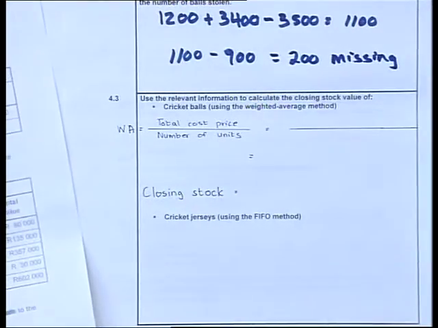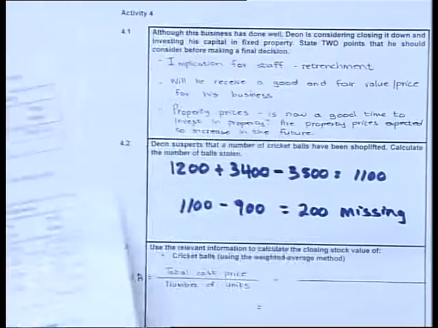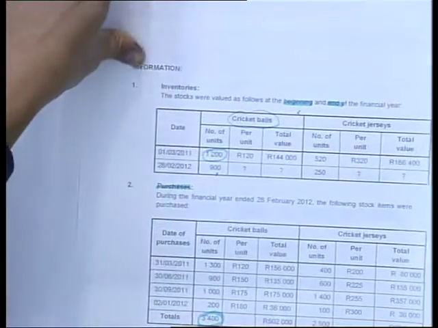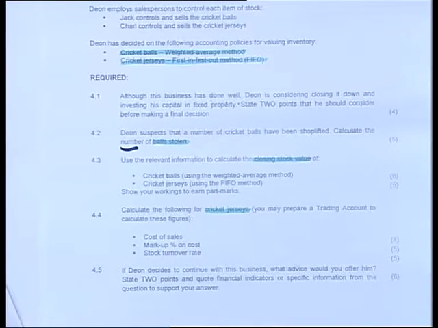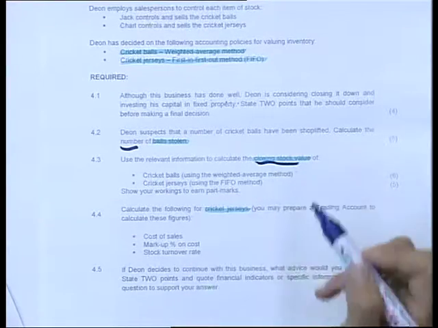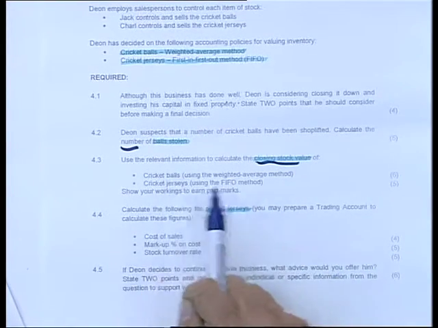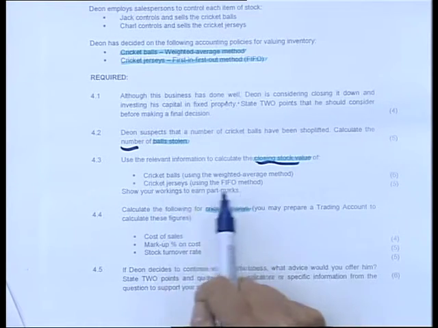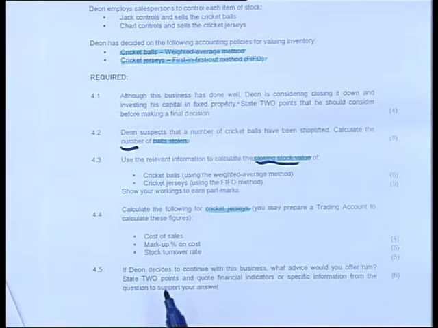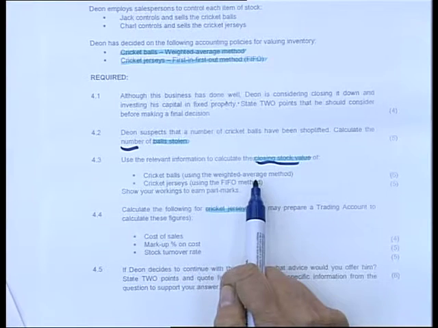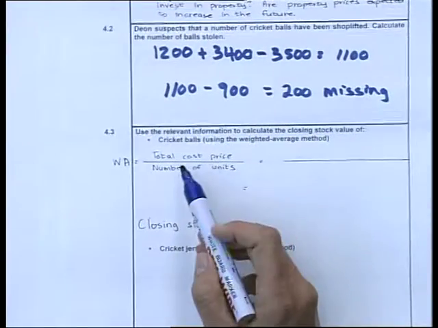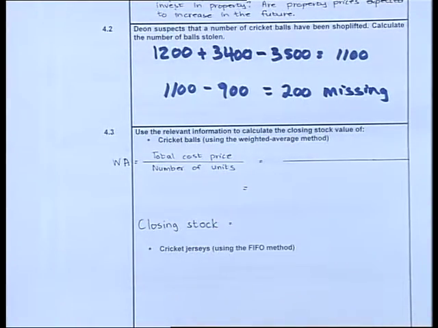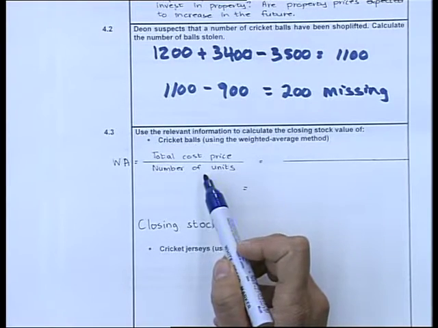Okay. Next one. 4.3 says, let me just go there. Use the relevant information to calculate the closing stock value, that's what's asked, of cricket balls using the weighted average method, cricket jerseys using the first in, first out method. Okay, so let's first look at the cricket balls. We are going to use the weighted average method. So we need to go and see, first of all, what's the total cost of all the units available for sale divided by the number of units.